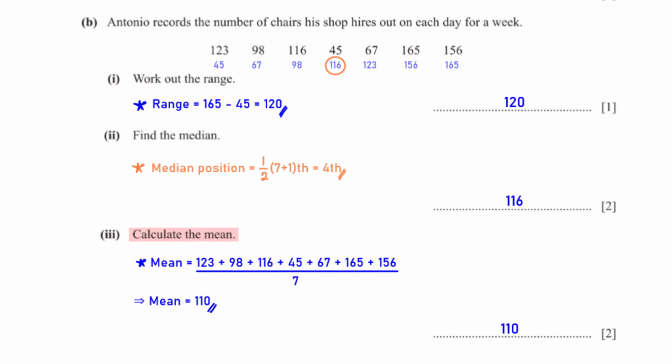Calculate the mean. The mean is equal to the sum of all the chairs he hired out for 7 days, which is 123 plus 98 plus 116 plus 45 plus 67 plus 165 plus 156, divided by 7. When we type this into the calculator, we get 110.